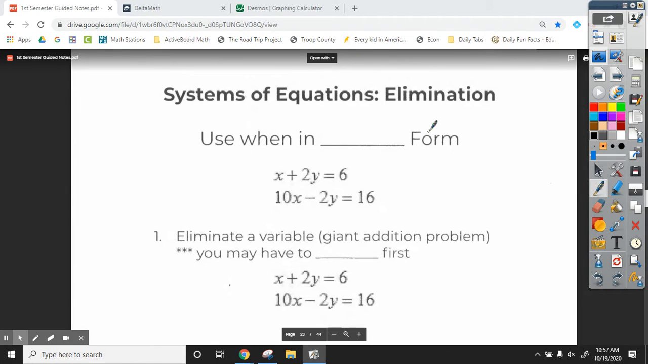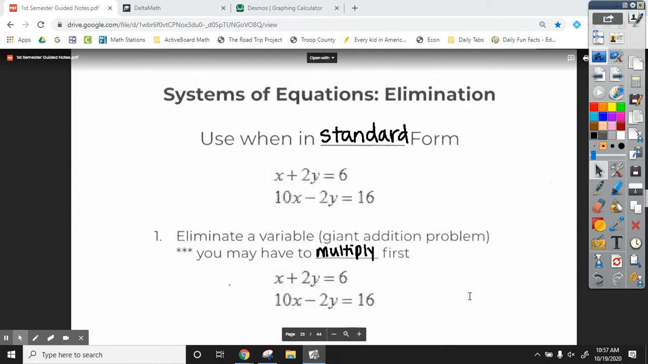Okay, so when we have a system of equations that are not in slope-intercept form, when it's in standard form, we have to use elimination or substitution to figure out the solution to these two equations. So the first thing that we're going to do is try to eliminate a variable. So you might have to multiply first to make it subtraction instead of addition.